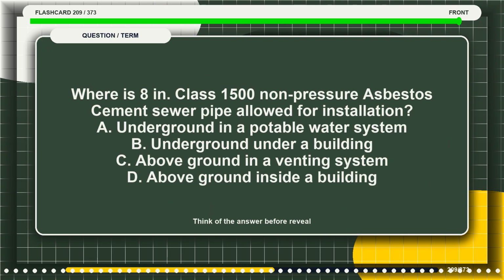Flashcard 209. Where is Class 1500 non-pressure asbestos cement sewer pipe allowed for installation? A. Underground in a potable water system. B. Underground under a building. C. Above ground in a venting system. D. Above ground inside a building. Think of the answer before the reveal.